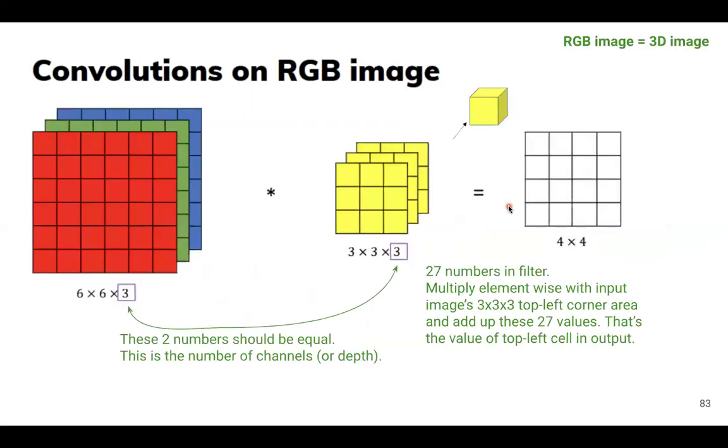Okay, then we also discussed the RGB image. Most real life problems do not deal with grayscale images. They deal with RGB images, which means 6 cross 6, which is the height and width of your image, times 3, which is the number of channels. In that case, you should also have a filter which is 3 cross 3 cross 3, or F cross F cross 3. So this 3 should match with this.